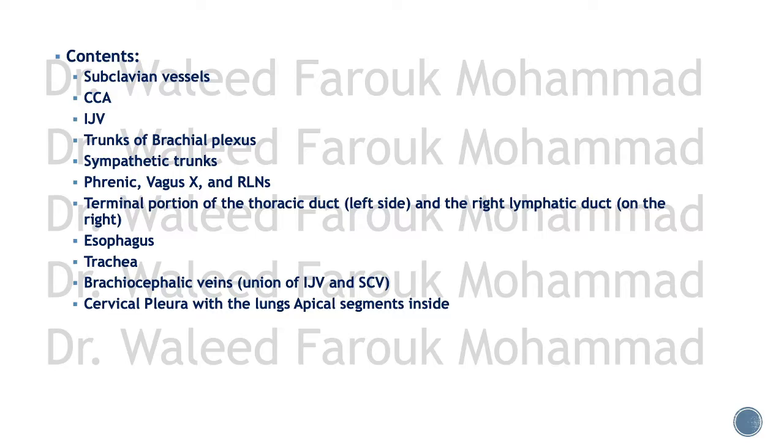and I think it's the most important structure here, the cervical pleura with the lung's apical segments inside. This is very important information because this means that a deep injury in the neck may cause pneumothorax if it punctures the pleura. Please put that in mind and keep it.